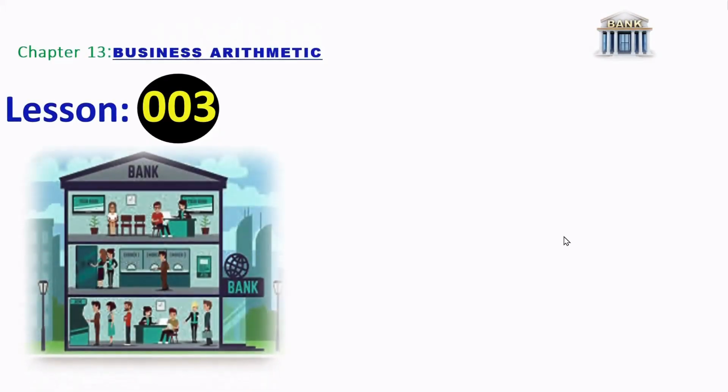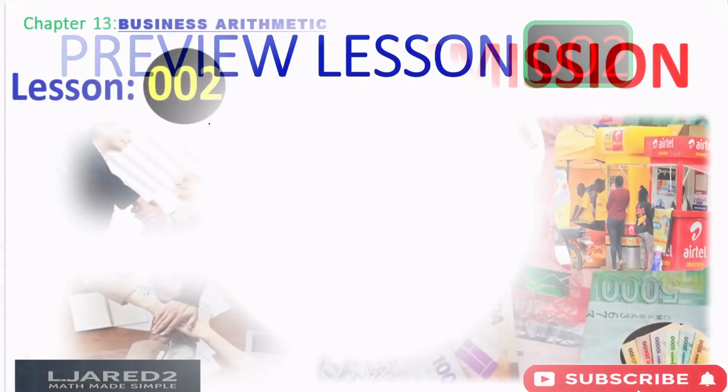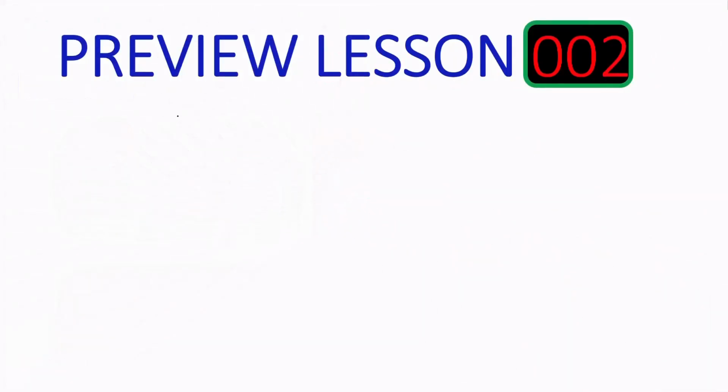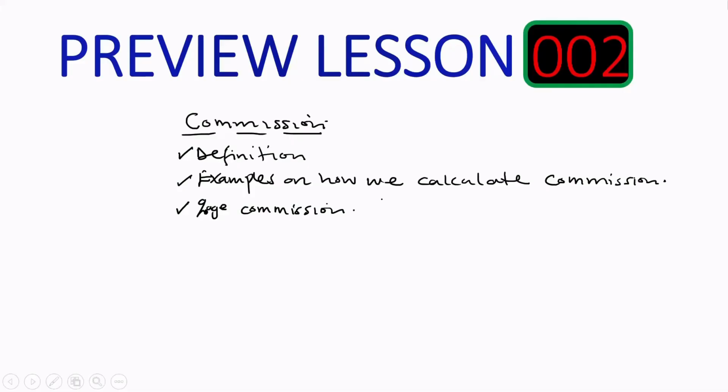And before we dive into this video, let us have the preview of the previous lesson, that is lesson 002 of our topic. If you didn't watch, you can find it in the description below. You tap on it and watch. So in the previous lesson, lesson 002, we discussed commission, and under this we got to know the definition of commission. We had various examples on how we calculate commission. We learned how we calculate the percentage commission given the amount of commission and the unit cost, or the cost of sales, rather the value of services. So now let us jump into today's video.